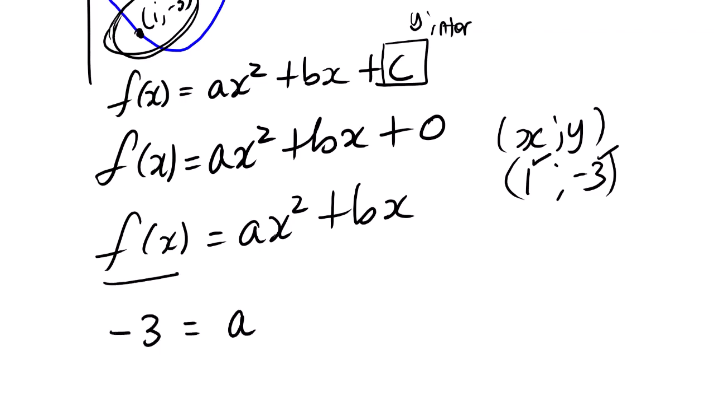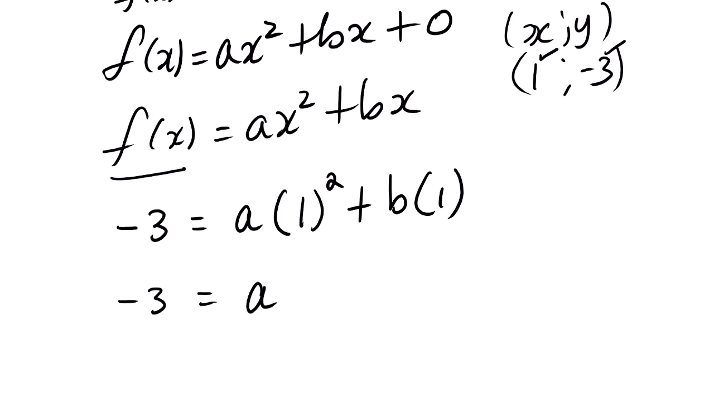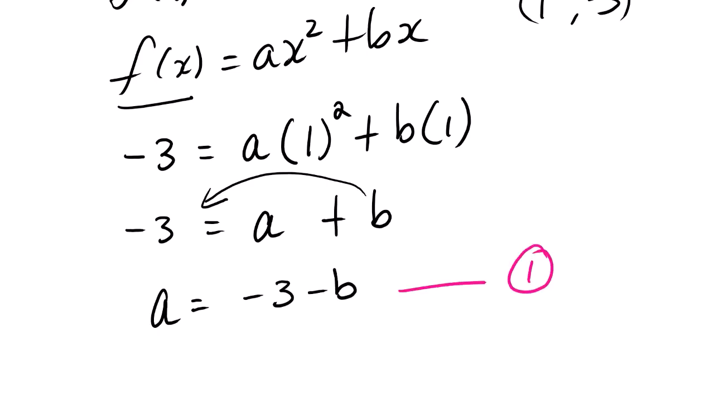It's equal to a times 1 squared plus b times 1. And then from here we have -3 equals 1 to the power 2, which is 1. 1 multiplied by a is a, plus b. Now from here we can make a the subject of the formula, or you can make b the subject of the formula. So we transpose this, and it becomes a equals -3 minus b.